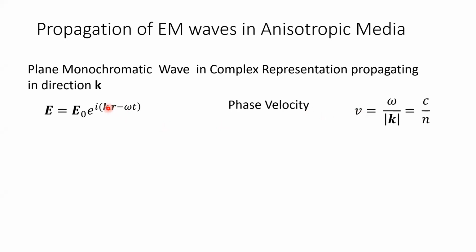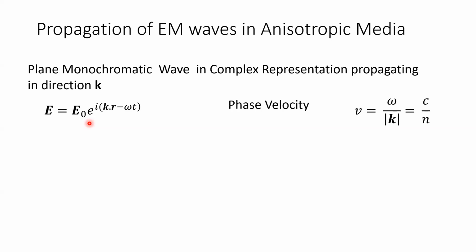Okay? And the phase velocity is given by the ratio of the angular frequency to the magnitude of the wave vector. Now, since we are talking about the complex representation, this vector E0 can also be complex. And that's very important for representing the polarization states. If E0 is a fixed vector, then it becomes linearly polarized light. That is not very interesting, because that's only one kind of polarization.